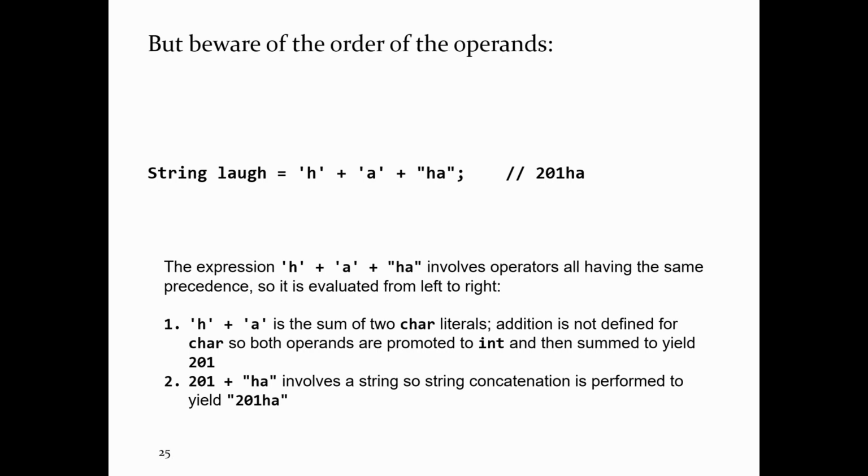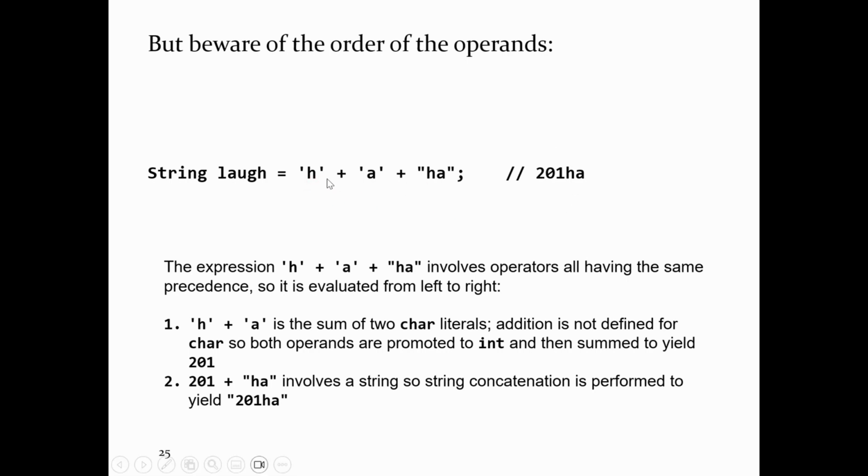But always be aware, if you're doing this sort of thing and you really want to make a string, it's normally pretty important that you start with a string. So here, we've got the character H, the character A, and then concatenated with the string "HA". You would think that produces "haha". It doesn't. It produces "201ha". Why does it do that?